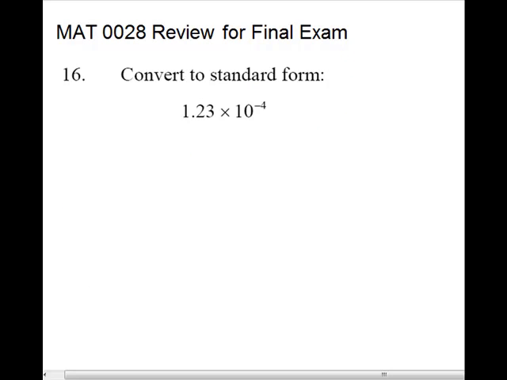For problem 16, we have a number that is in scientific notation, and we are asked to convert it to standard form, or it could say decimal form. So it wants you to take it out of this notation. All you're going to do is apply the multiplication. When you multiply by a power of 10, if you have a negative exponent, you're going to move the decimal to the left. If you have a positive exponent, you will move it to the right. So this time we have a negative exponent. Our decimal is going to move 4 places to the left.